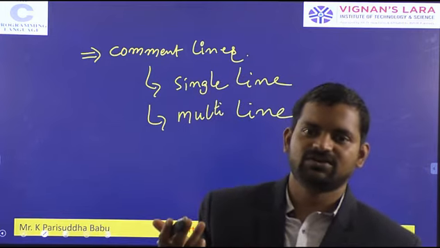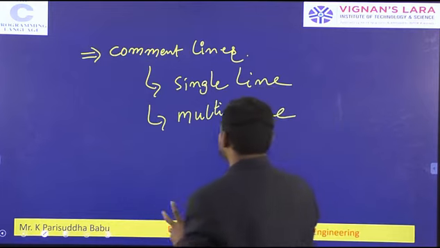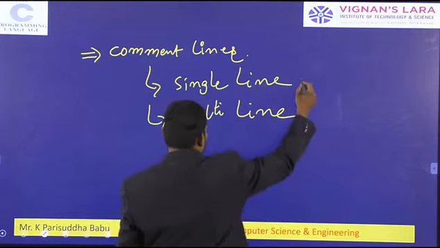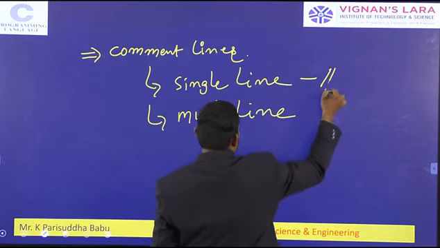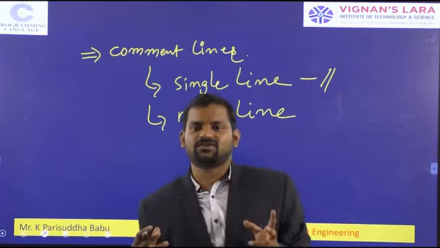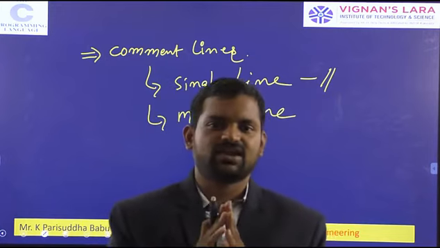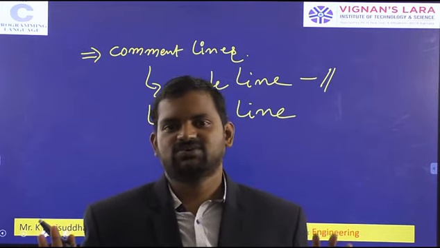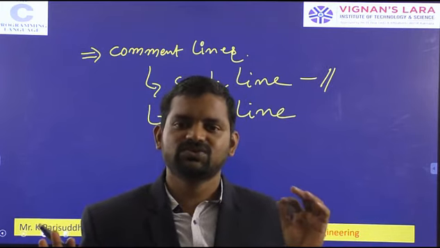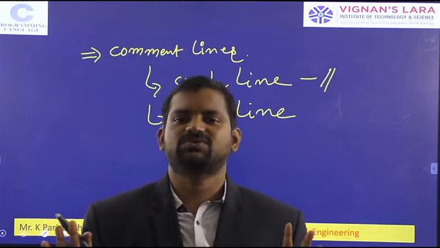They have to write comment lines, of two types: single line comments and multi-line comments. Single line comments represent only a single line, with double forward slashes. Wherever you give the double forward slashes, the compiler ignores that statement. The compiler cannot run that statement. So that is only used for the user's perspective, the user's representation.